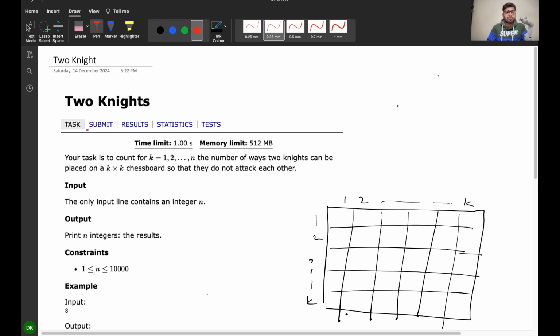Today I am going to solve the two knights problem, and the problem statement states that your task is to count, for k equal to 1 to n, the number of ways two knights can be placed on a k by k chessboard so that they do not attack each other. So we are given a k by k chessboard, and I have to calculate the total number of ways to place two knights on the chessboard so that the two knights do not attack each other.